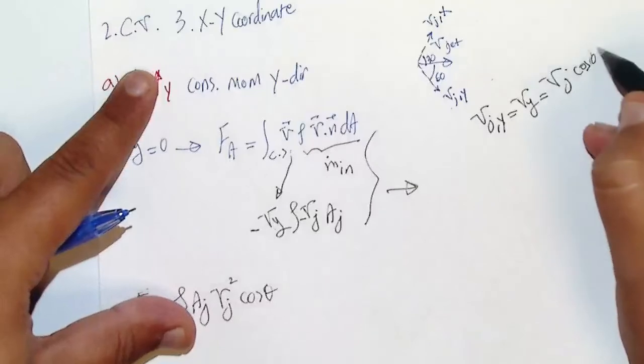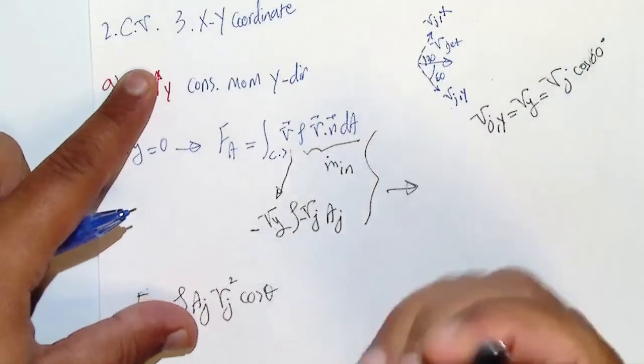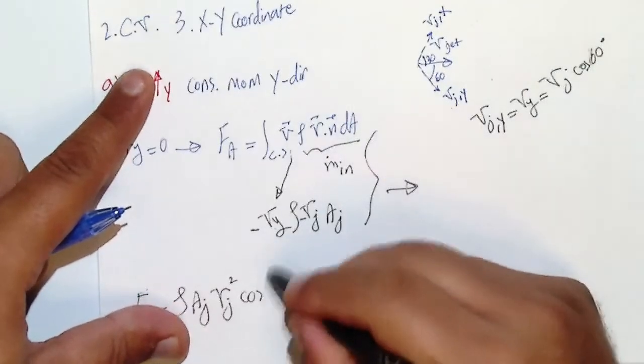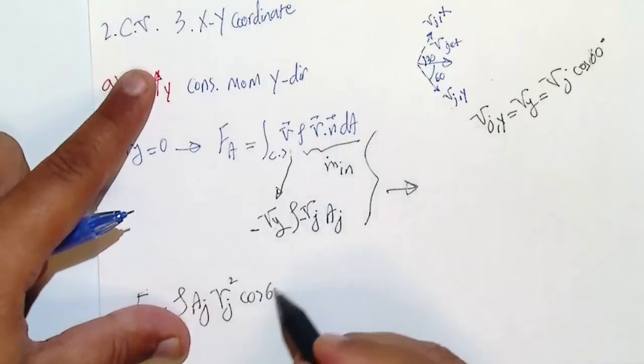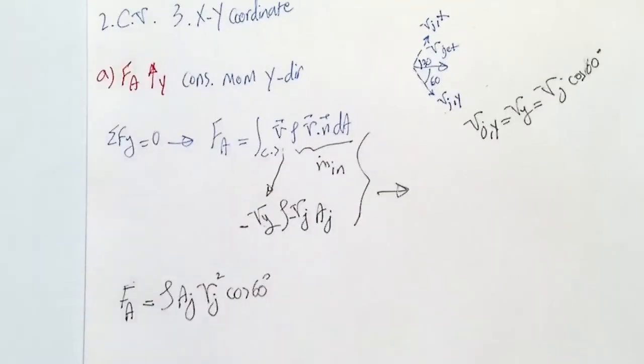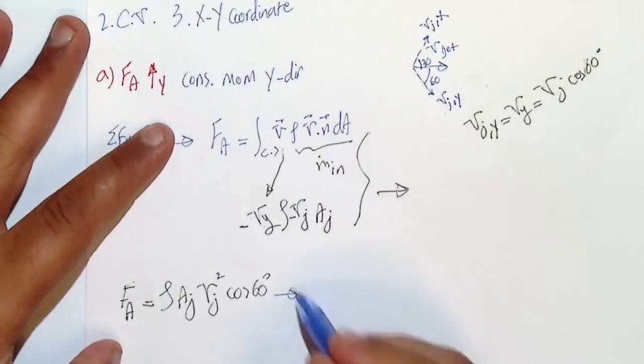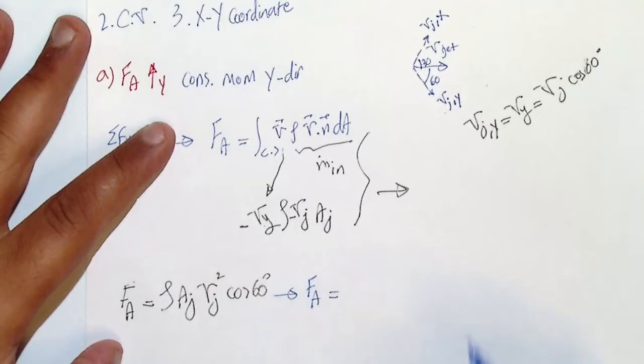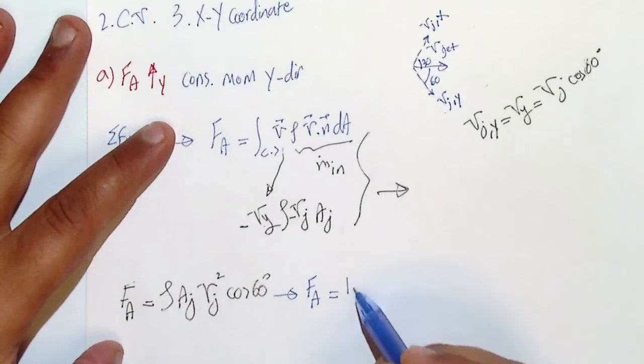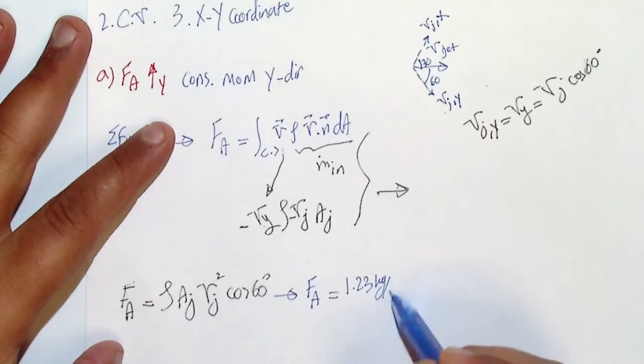Cosine of 60. And here also you have to write down 60. Perfect. So what we should do, just replace the numbers and find FA, right? FA is equal to rho, which is 1.23 kilogram per meter cube.